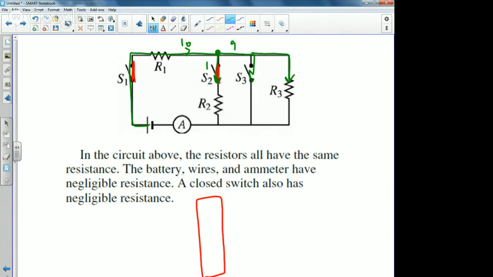In this case, the one that receives the most current would be... I have no idea what you said. Brian? R1. R1, yes, you're right. R1 will receive the most current, that's before it splits. But I'm talking about between the 3 branches, which one receives the most current.